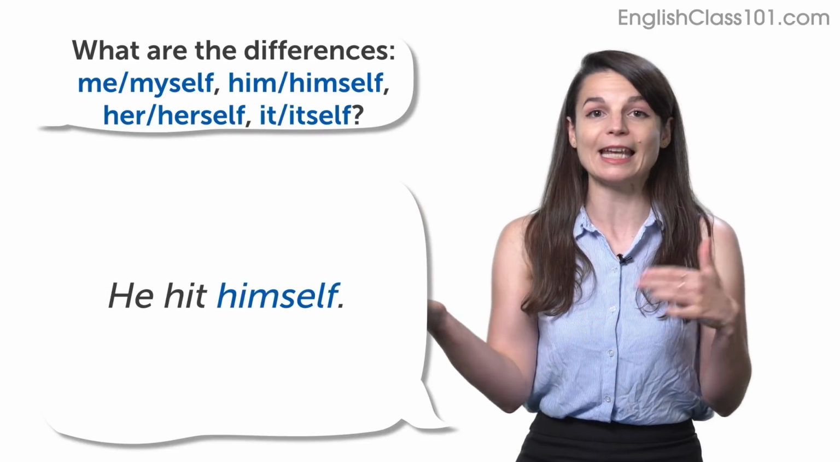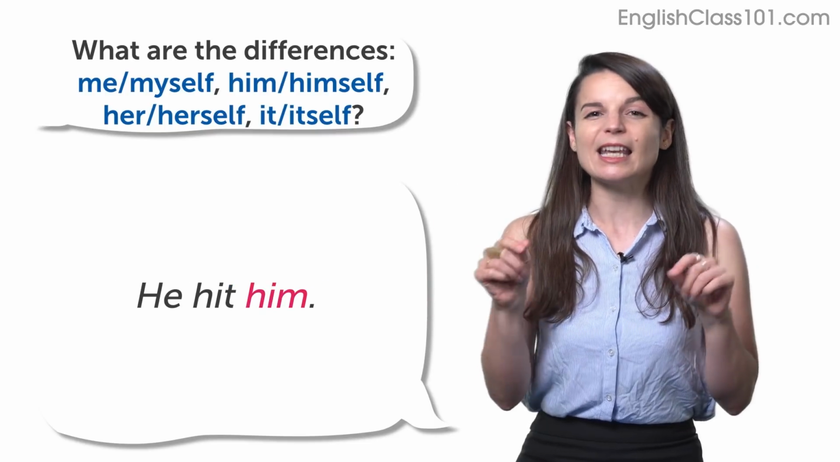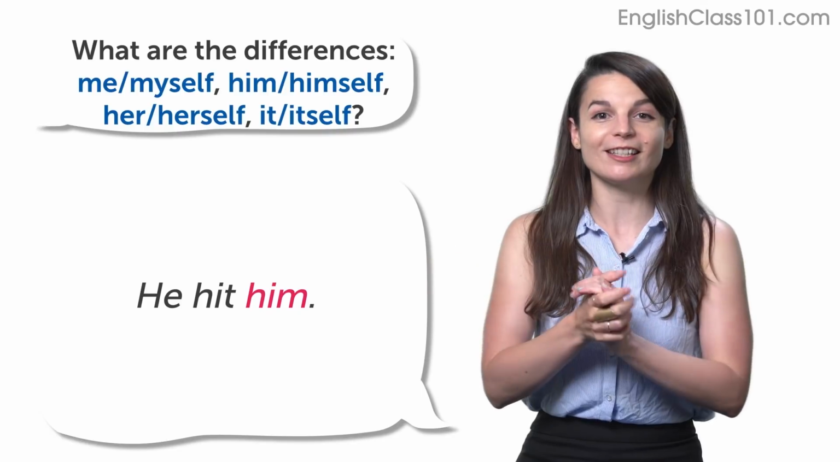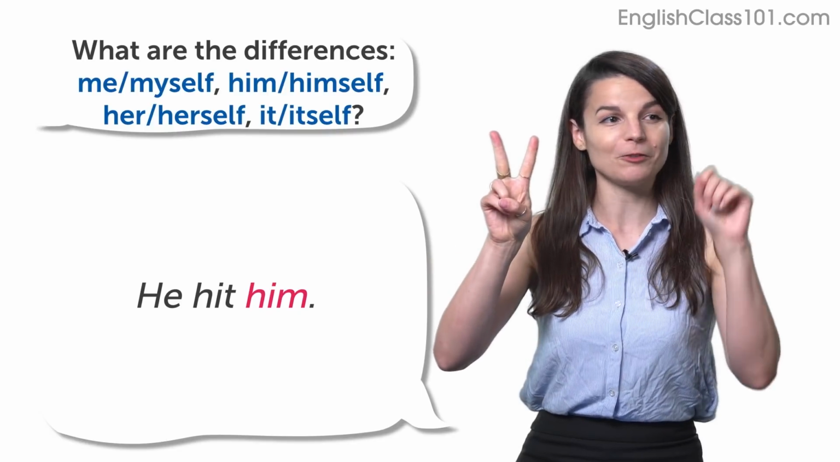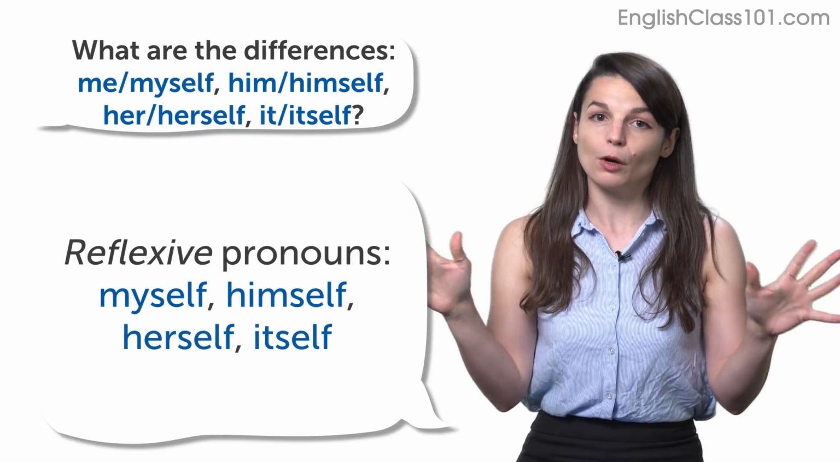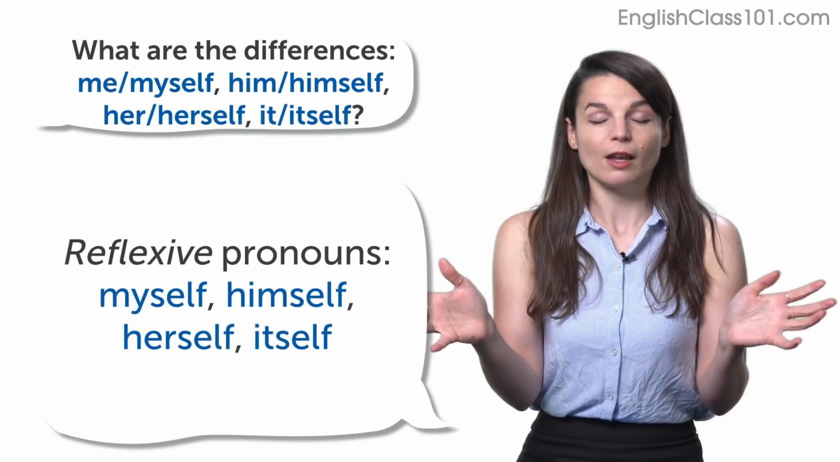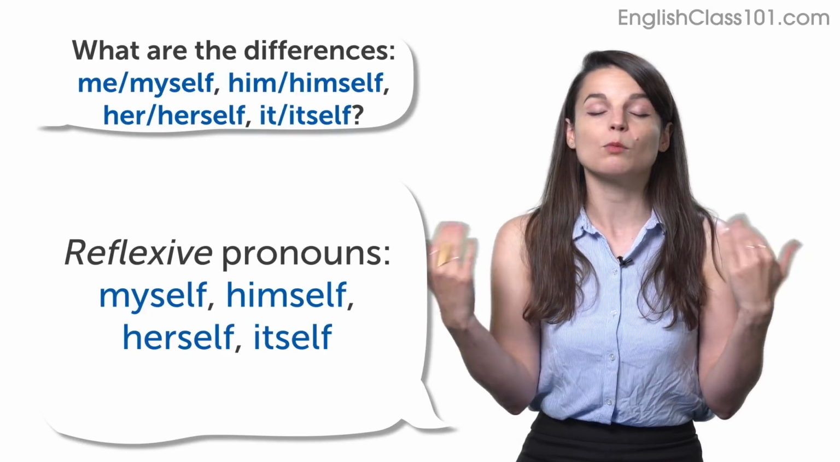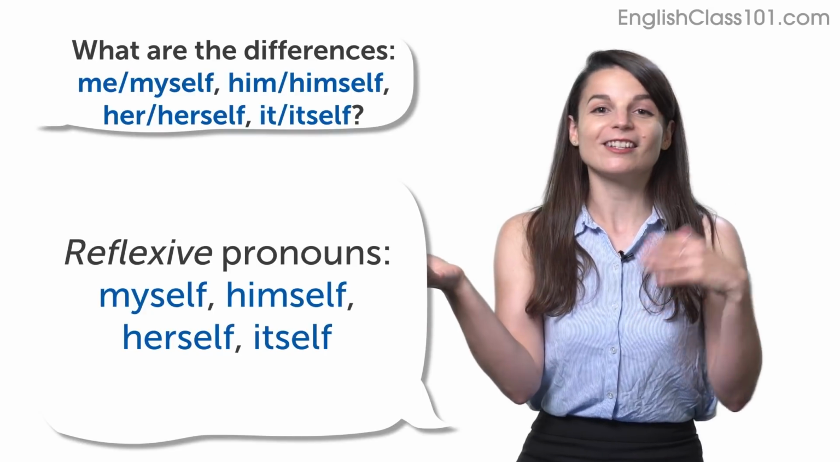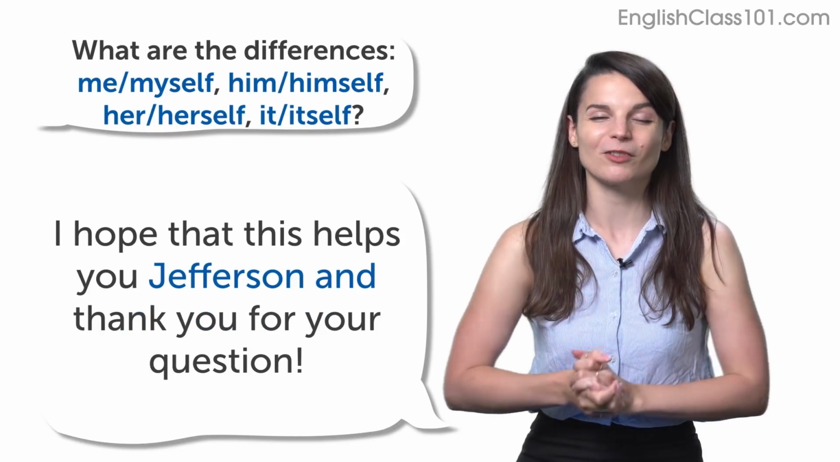We could use the same pattern if we want to change the subject. For example, he hit himself, she hit herself. We would not say, he hit him. That's a totally different sentence. That means there are two people involved. One person hits another male person. He hit him. So the point is, these words, myself, himself, herself, are called reflexive pronouns, and we use them when the subject and the object of the verb are the same. So I hope that this helps you. Thanks very much for the question.